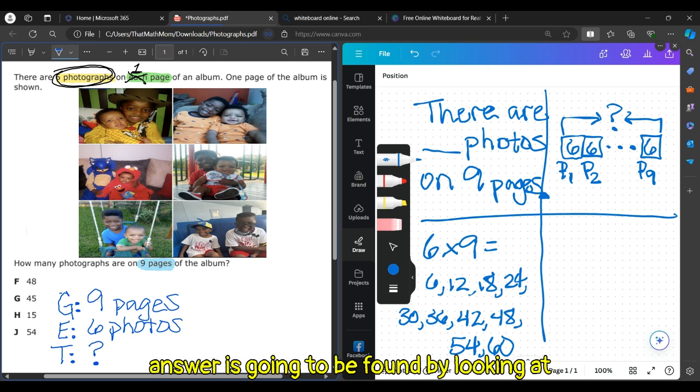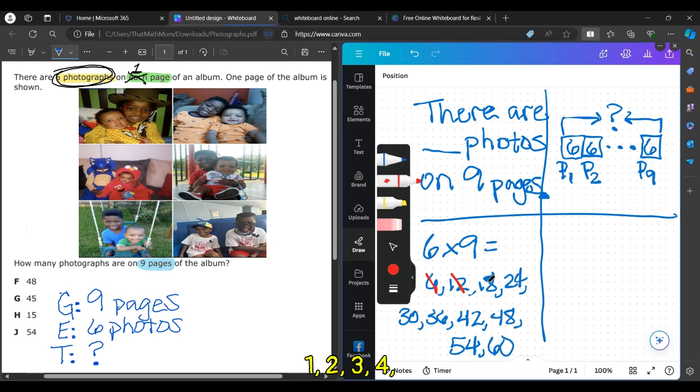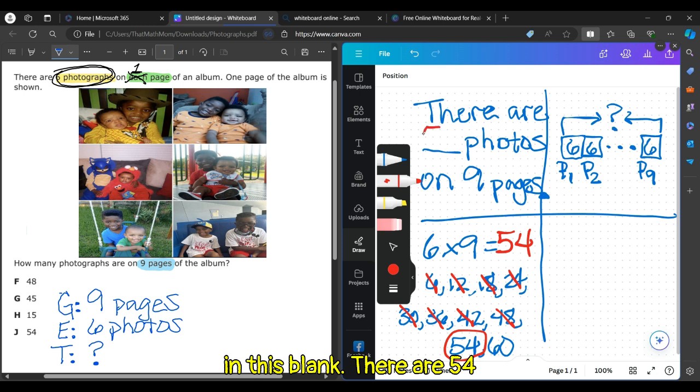Now notice I went through all 10 just so you can see the song, but our answer is going to be found by looking at the number that is 9th. So when I count by these 6s or through these 6s, when I get to the 9th number, that's going to represent my product for this problem. So let's count. 1, 2, 3, 4, 5, 6, 7, 8, 9. 54 is my answer. So now I can fill in this blank. There are 54 photos on 9 pages.